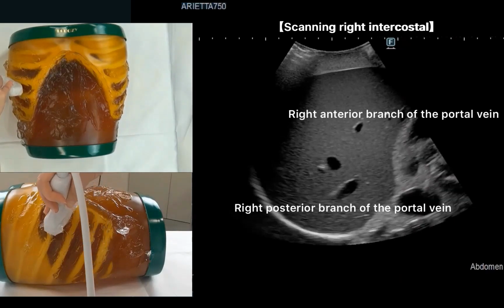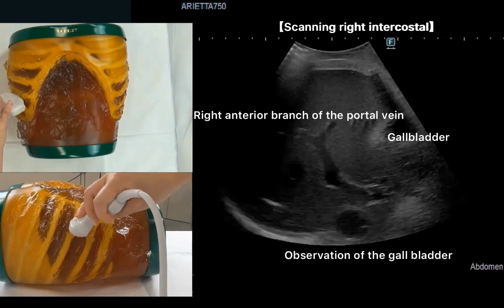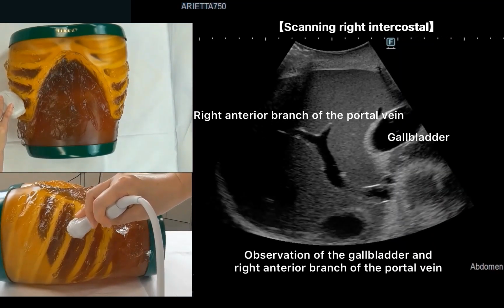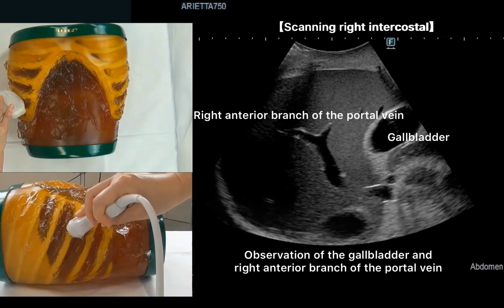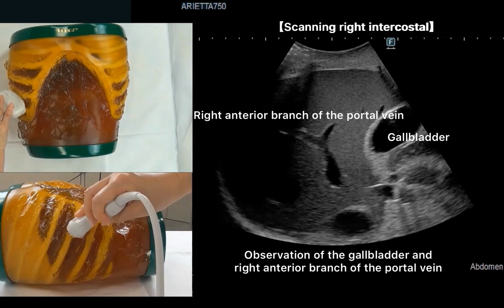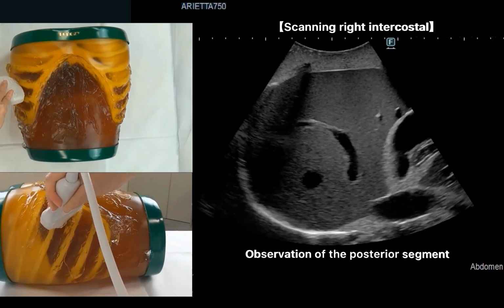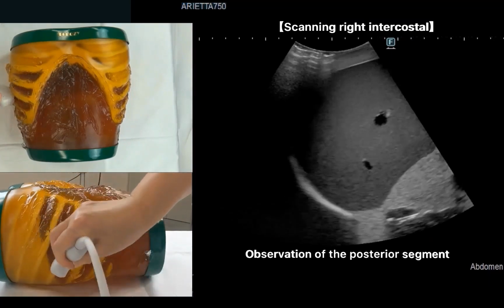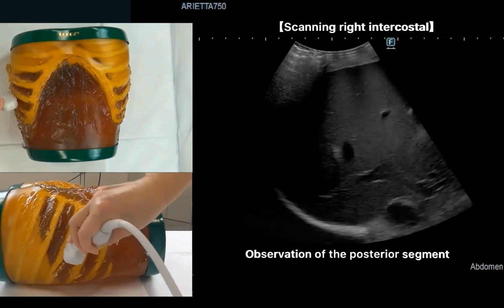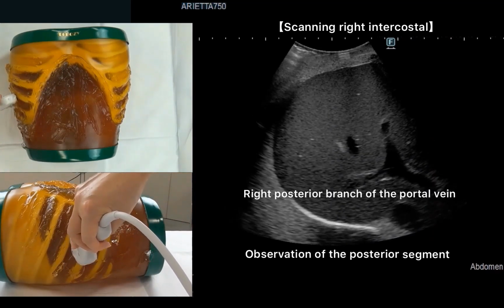Here you can see the right branch of the portal vein, right anterior branch, right posterior branch. You can see the gallbladder here. Observe the gallbladder through the intercostal space. After observing the right anterior segment of the liver, observe the posterior segment of the right liver lobe as you move the probe. This is the posterior segmental branch of the portal vein.